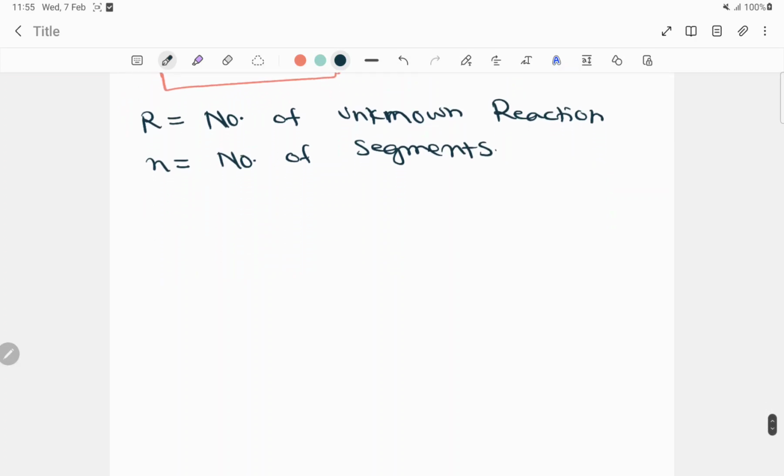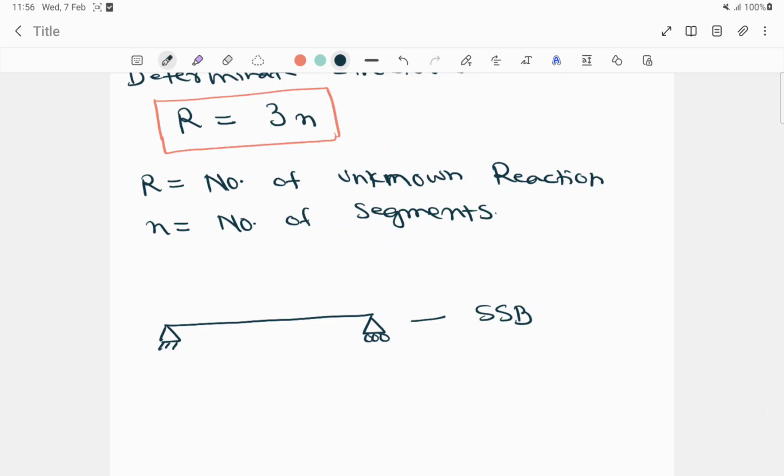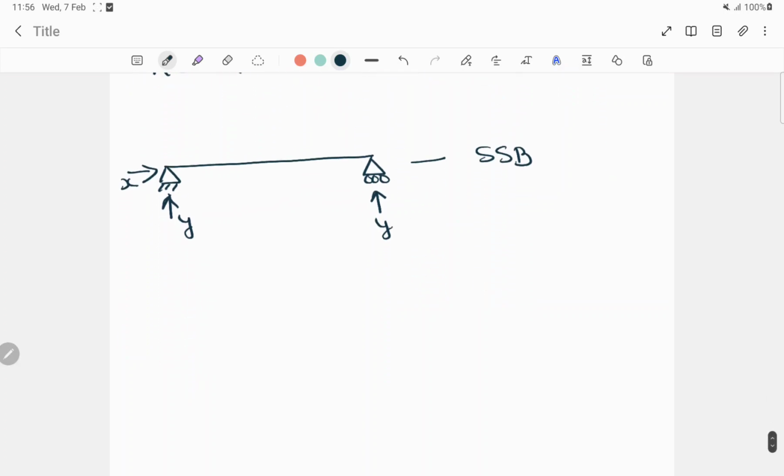So just for example, I'll take the example of a simply supported beam. In the simply supported beam, one end is hinge support and the other one is roller. So here in the hinge support, there are two unknown reactions, along the y direction and along the x direction. And in case of the roller support, there is only one unknown reaction, in the direction of y. So for a simply supported beam, the number of unknown reactions R is equal to 1, 2 and 3. There are 3 unknown reactions.